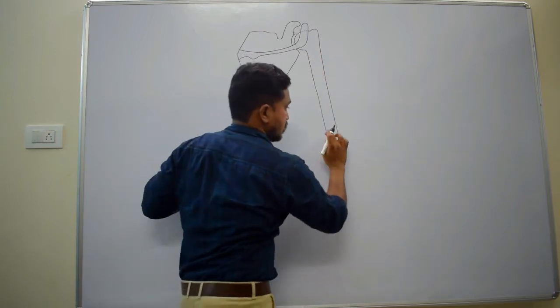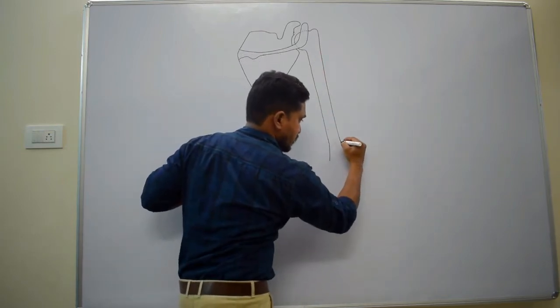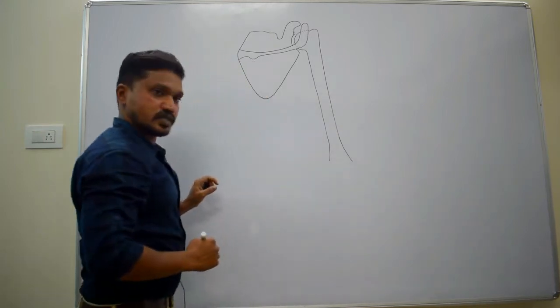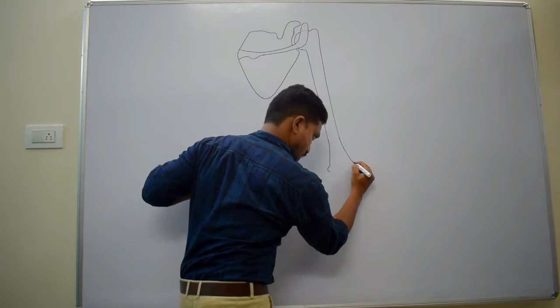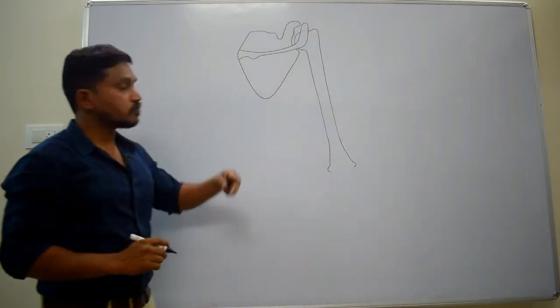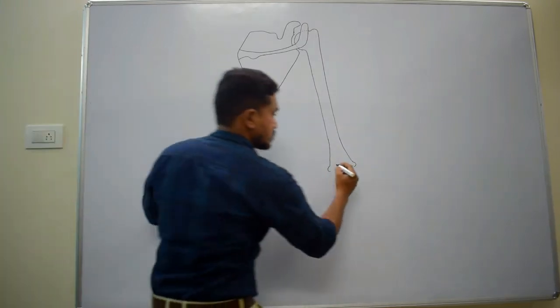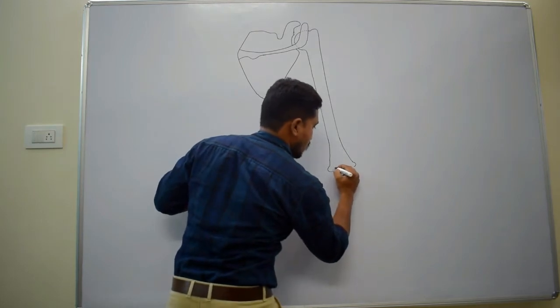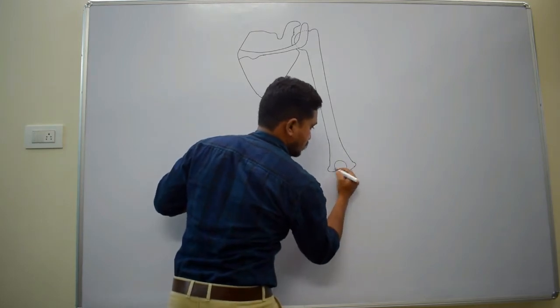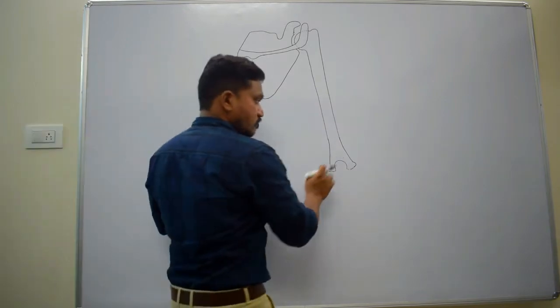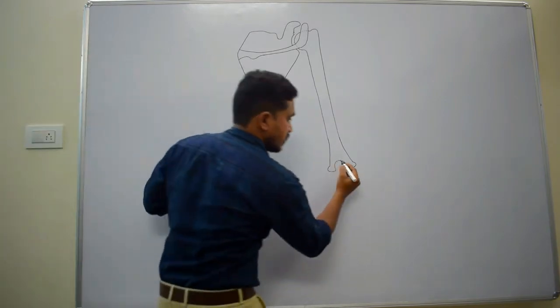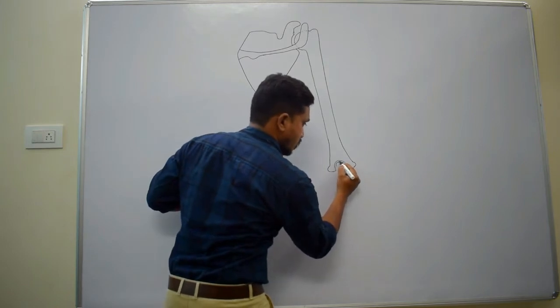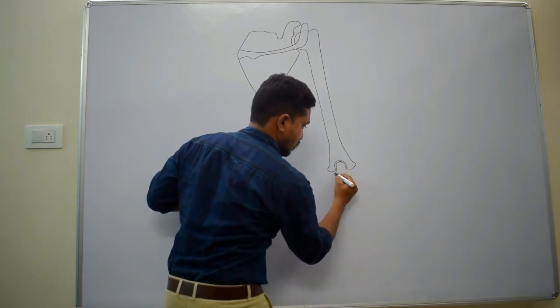In the lower part, the shaft shows medial and lateral supracondylar ridges. After that, this is the medial epicondyle and this is the lateral epicondyle. Since we are drawing the posterior aspect of the humerus, here you can see one fossa. What is this fossa? Olecranon fossa. The olecranon fossa accommodates the olecranon process of the ulna. So, here I am drawing the olecranon process.